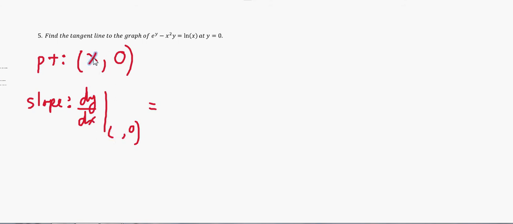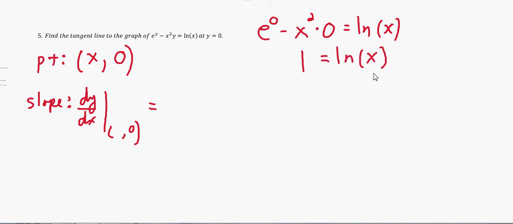Well, let's find the x value first. We find x by plugging y equals 0 into this equation, because that's the relationship. So we're going to have e to the 0 minus x squared times 0 has to equal ln x. e to the 0 is 1, x squared times 0 is 0, so 1 equals ln of x, which means, rewrite this exponentially, e to the first power is x, which means x is e. So our point is (e, 0). Now we need the derivative of y with respect to x at that point, (e, 0). That's what this little bar means. This means find dy/dx when we're at the point (e, 0).